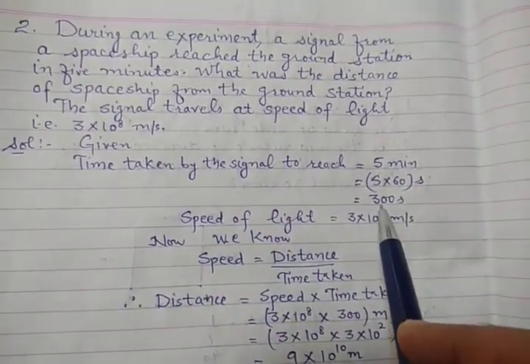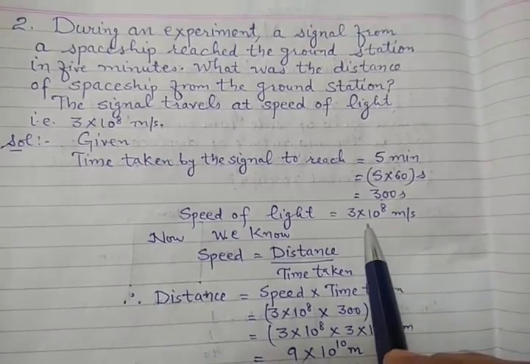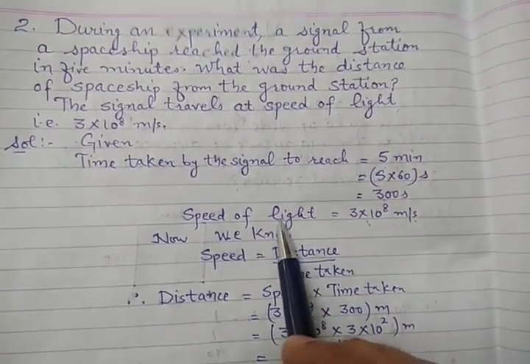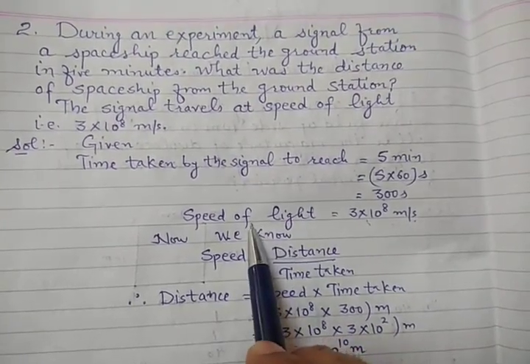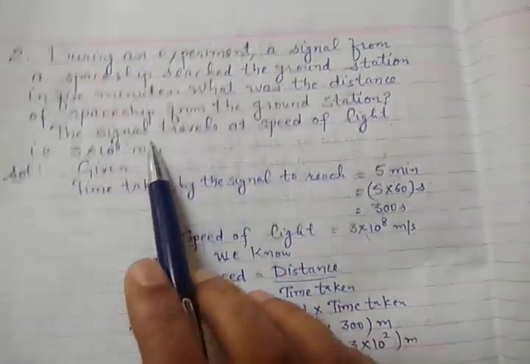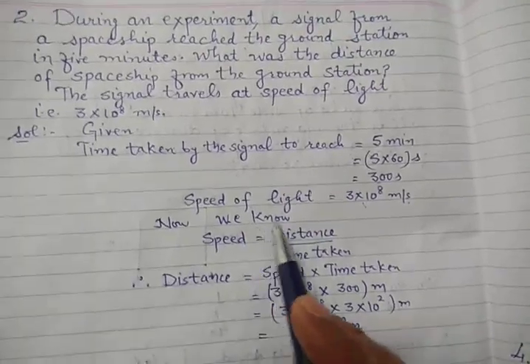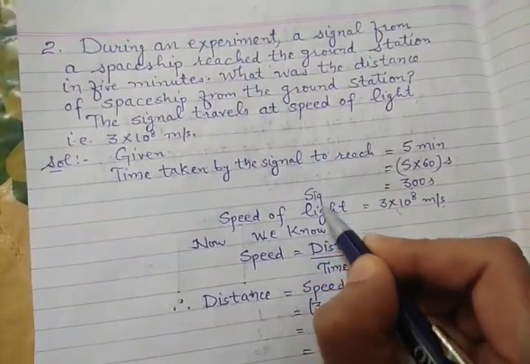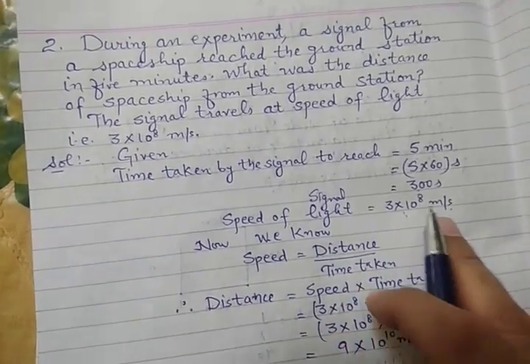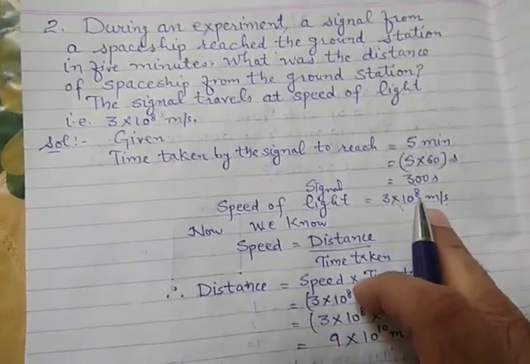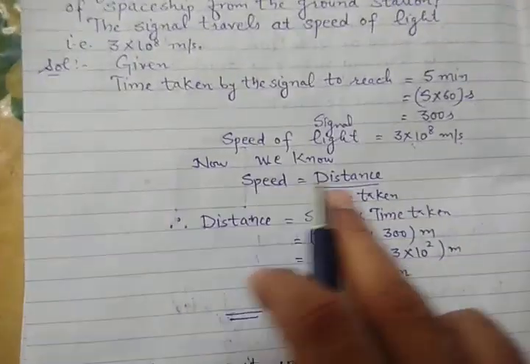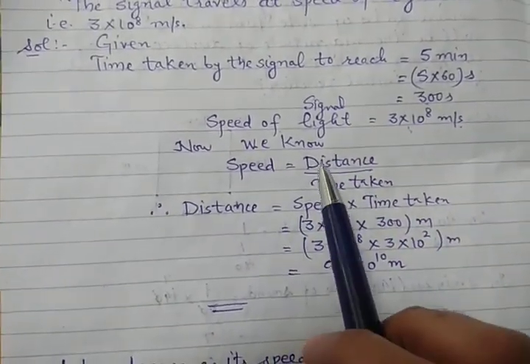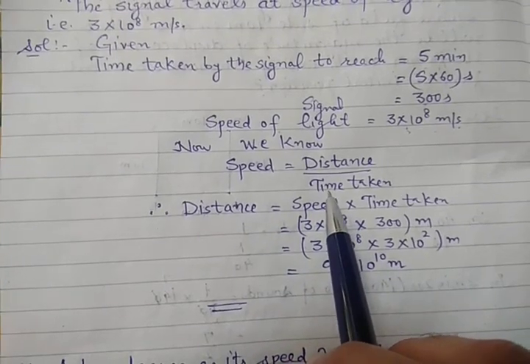5 into 60, that is 300 seconds. And the speed of light is given, that is 3 into 10 to the power 8 meter per second, and with this speed the signal is moving. So we can say the speed of the signal is 3 into 10 to the power 8 meter per second. And we know that speed is distance over time taken. So distance will be speed multiplied by the time taken.